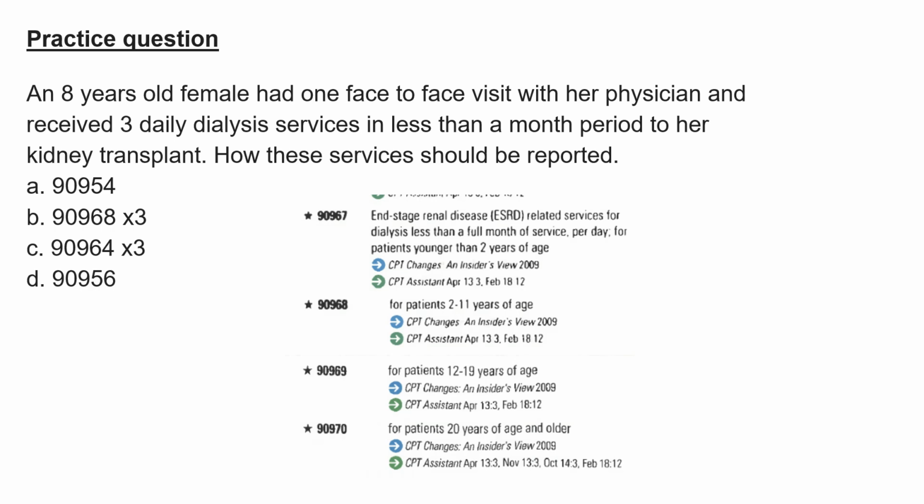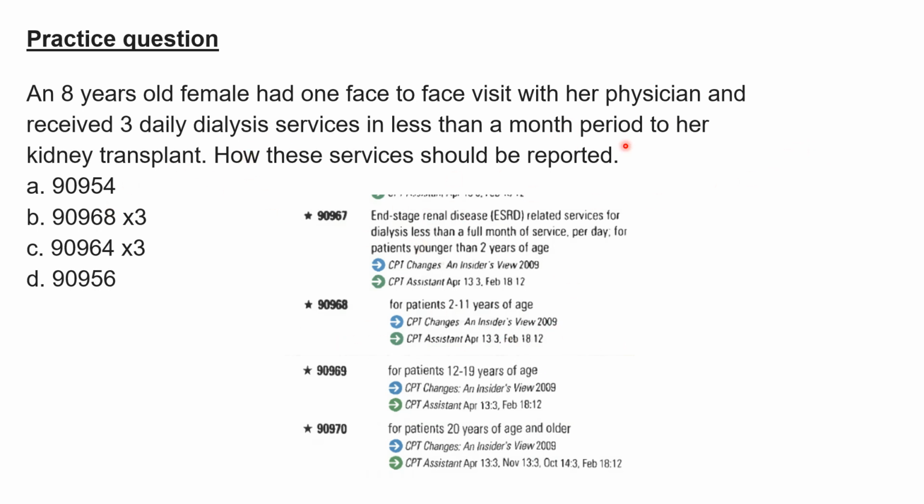An 8-year-old female had one face-to-face visit with her physician and receives 3 daily dialysis services in less than a month period prior to her kidney transplant. How should these services be reported? Now we are going to check all the codes 90954, 968, 964 and 956. So what is the age of the patient? 2 to 11. So I will require this, and it is less than a month.